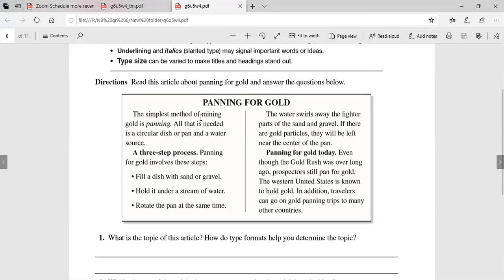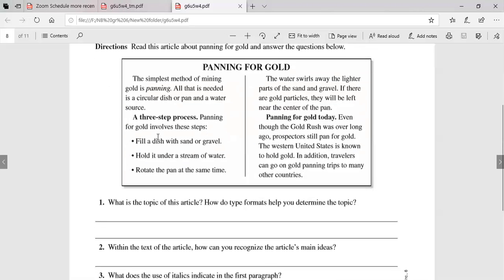You can read this: the simplest method of mining for gold is panning. So this is basically the most important word in this paragraph. Therefore, to let the reader know that you are talking about something very important, you make it italics. So the answer is, the italics point out that panning is an important word.